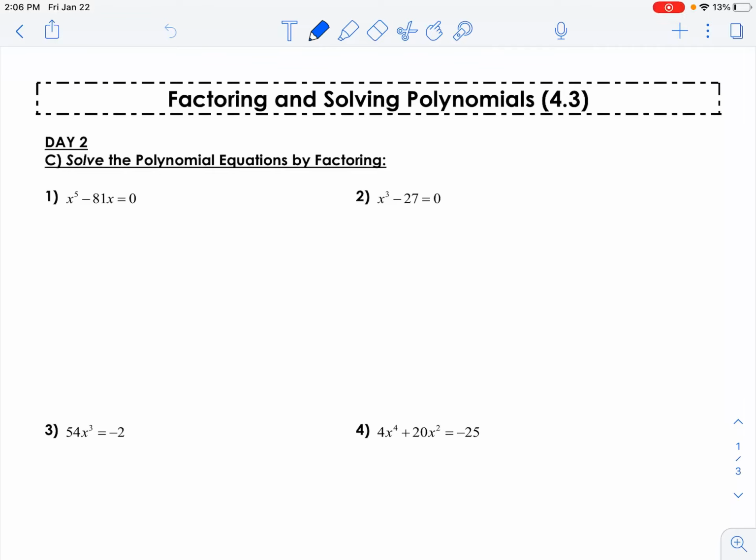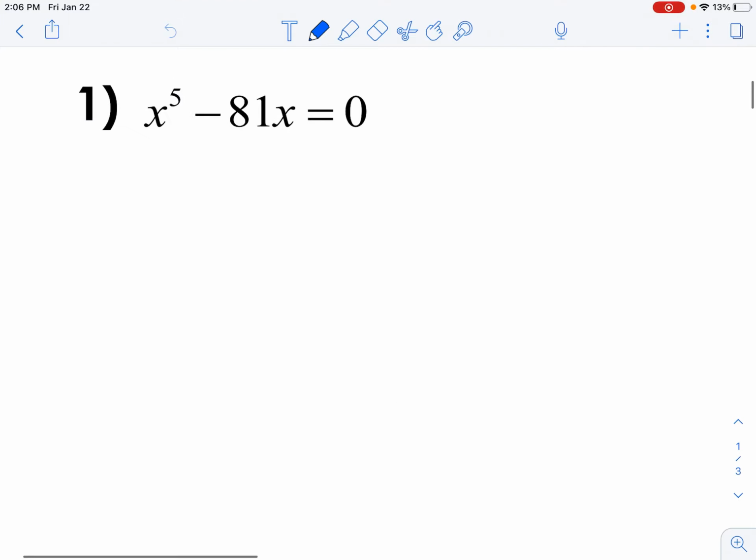Hi guys, today we are going to wrap up section 4.3 by looking at factoring again. This time we're going to look at how we can solve a polynomial by factoring. If you remember back in the quadratics unit, we learned that when we set a polynomial equal to 0 and factor it, then we find our solutions by setting our factors also equal to 0 and solving for x.